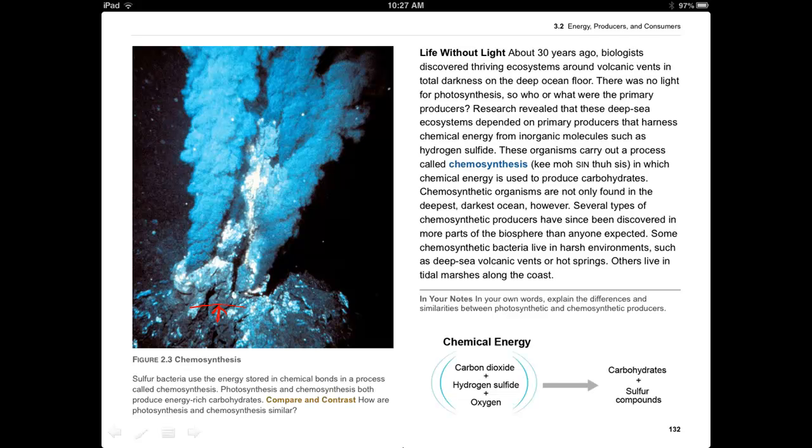And of course the chemical reaction down here, you can see it's sort of similar to photosynthesis. We still have carbon dioxide, hydrogen sulfide, which they're getting from the ocean, and oxygen. And this chemical reaction will produce the carbohydrates, which is the food source, the sugars, and it produces other sulfur compounds as a byproduct.